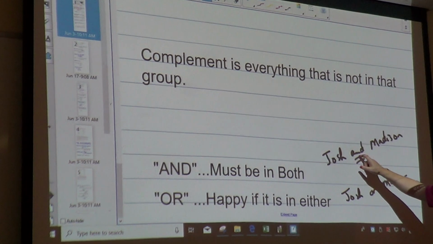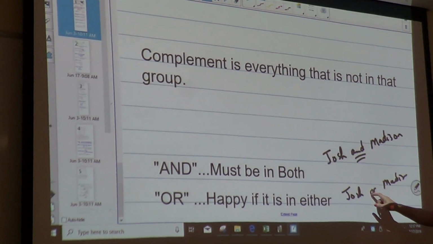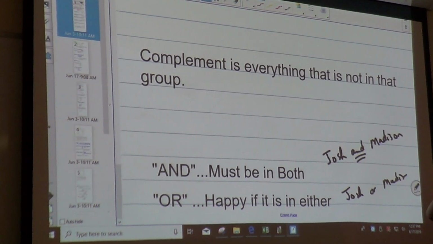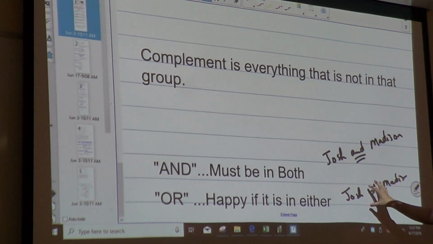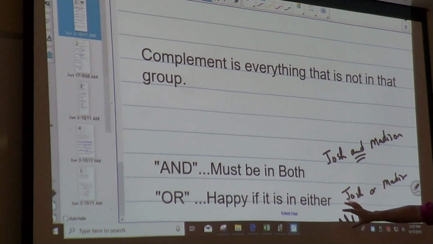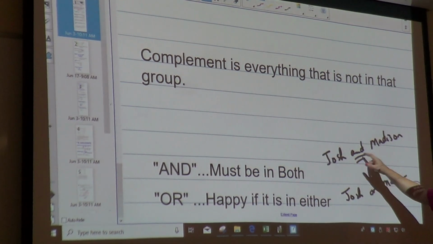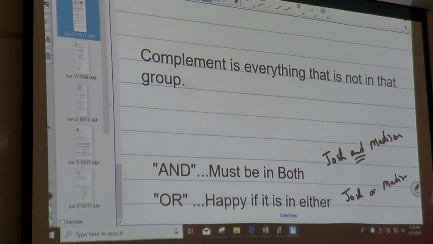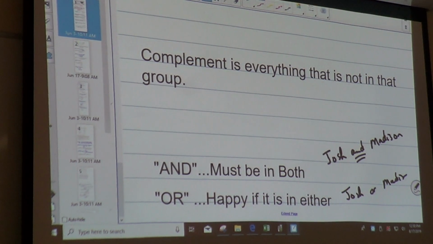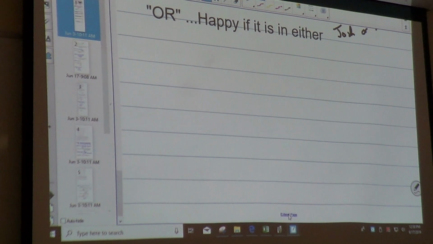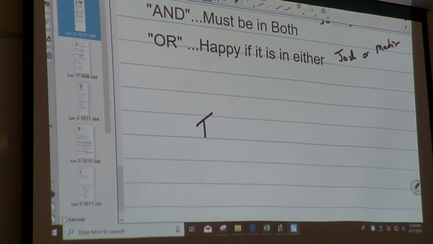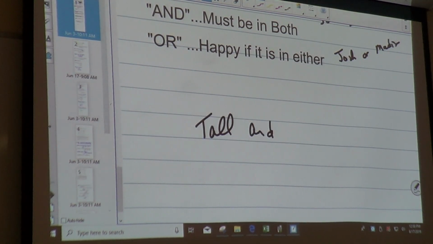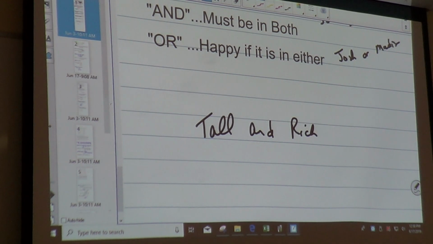So it's harder for me to do this than this. This has to be in both of the lists. This can be in one list, or it can be in the other list. It's kind of like when I got divorced and was looking to marry my current husband. You start off by saying, I want somebody that's tall and rich. I want him to be tall and I want him to have money.